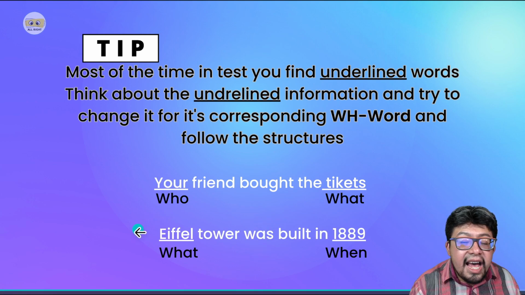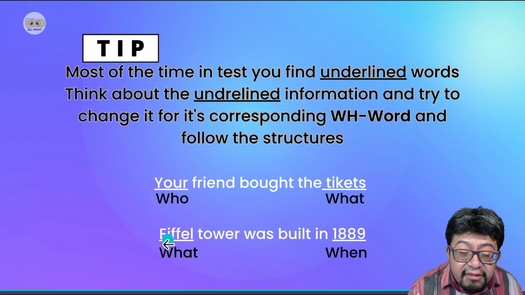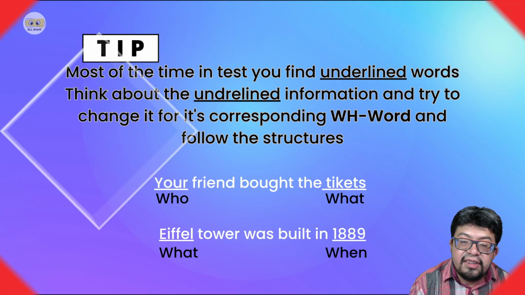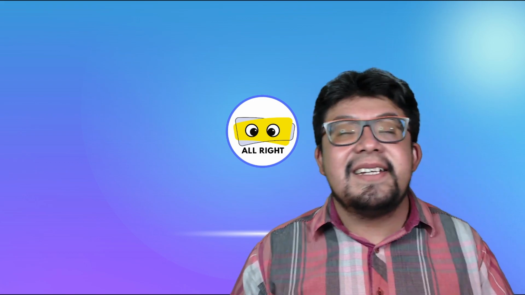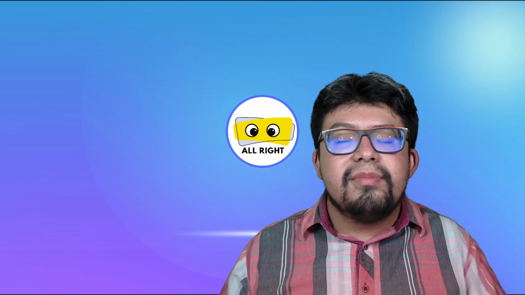Alright? And Eiffel Tower was built in 1889. What? Well, the Eiffel Tower. That's the subject. Was built when? In 1889. That's the object. Alright? So as you could see, it's very simple. It is very easy to identify which is the subject and which is the object question. Como pueden ver, es realmente fácil y sencillo saber cuándo es un subject and object question. Subject question, preguntamos por el sujeto. Object question, preguntamos por el objeto y siempre llevan auxiliar.